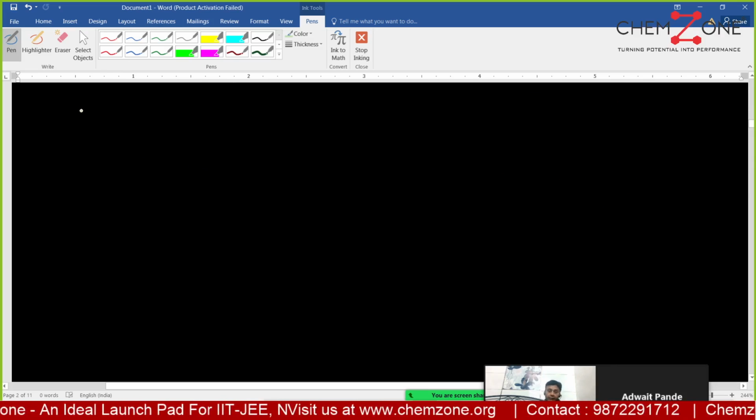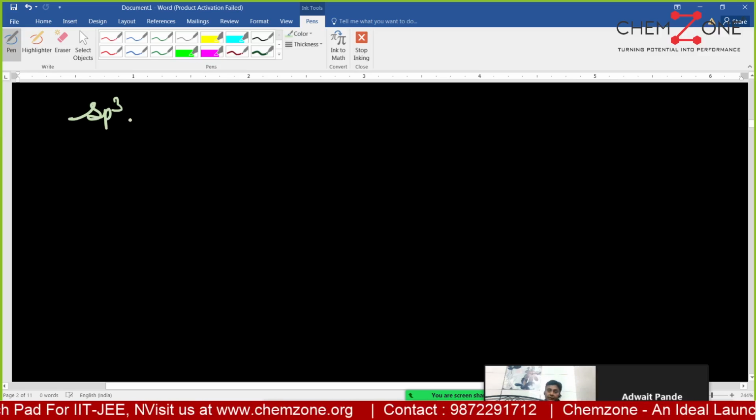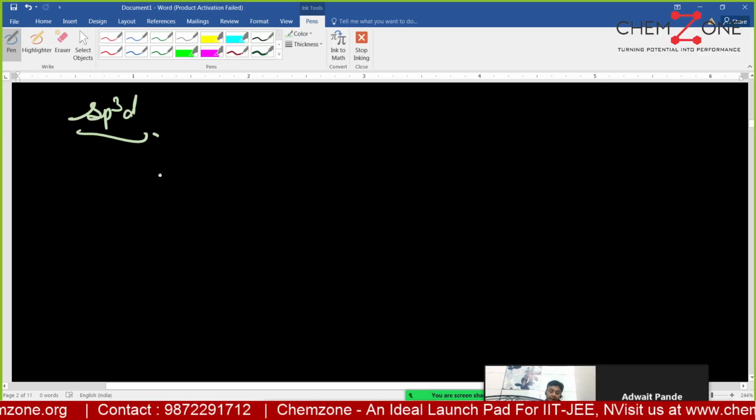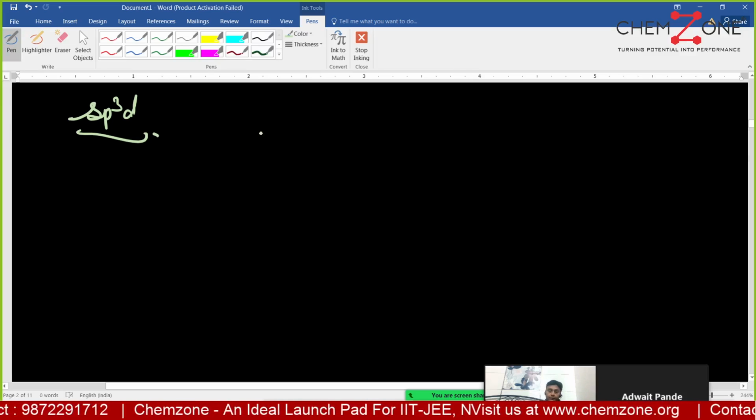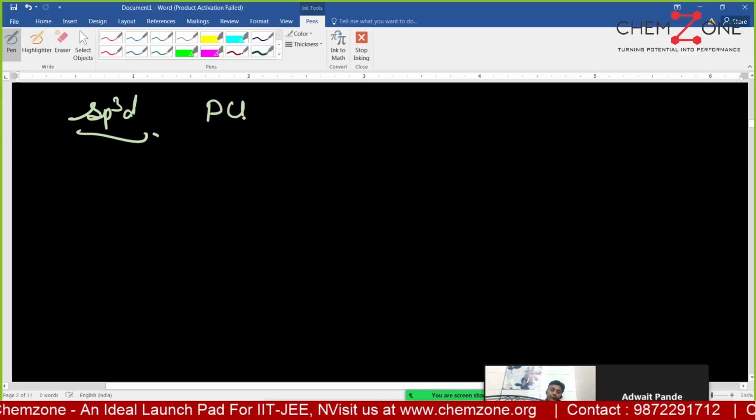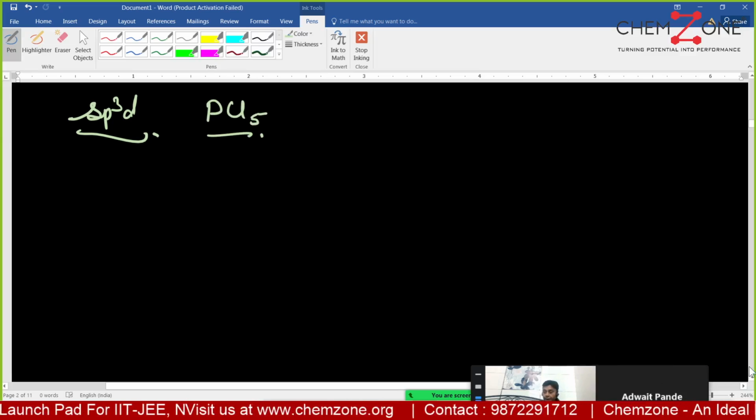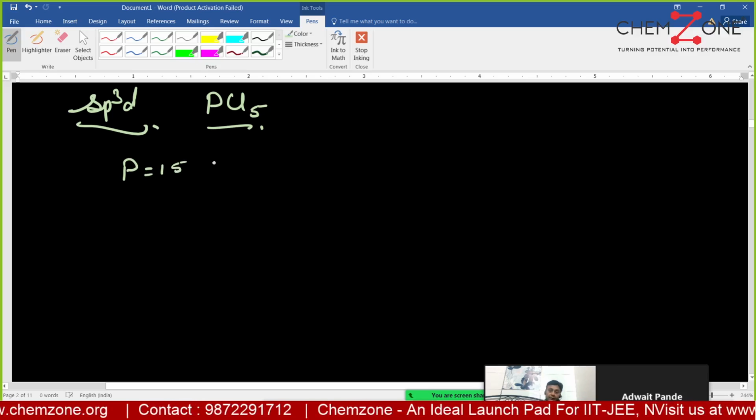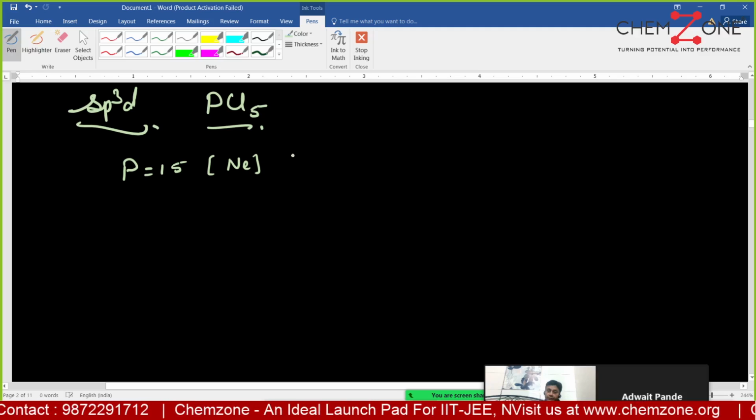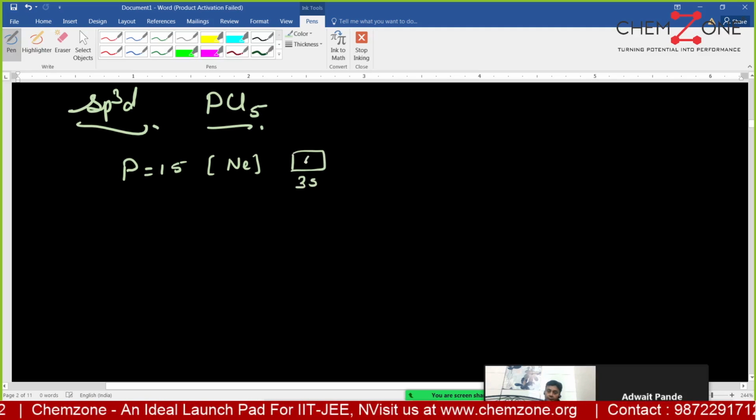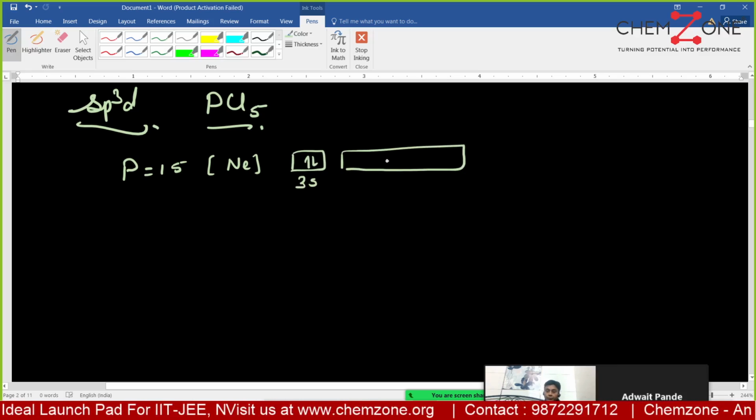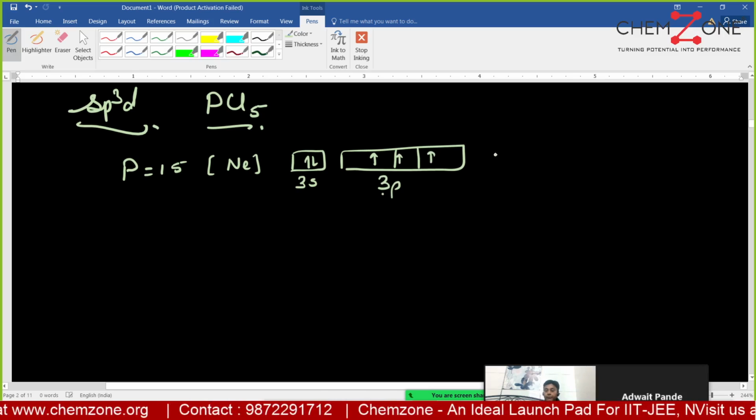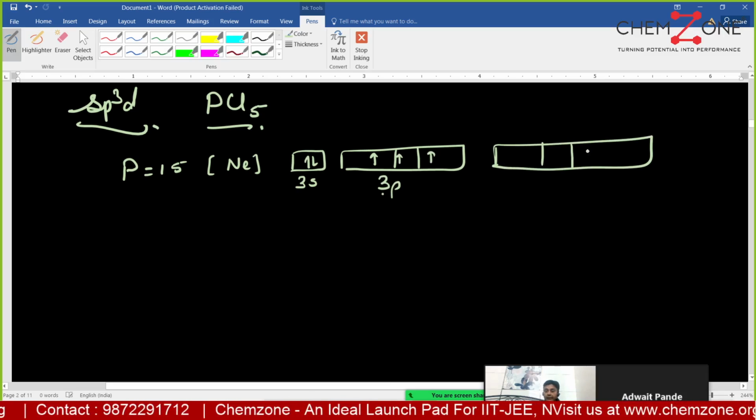So next one is now sp3d hybridization. In this case, I am taking an example of PCl5, phosphorus pentachloride. Phosphorus, atomic number is 15, neon complete, 3s2 and 3p3. Here 3d is empty.